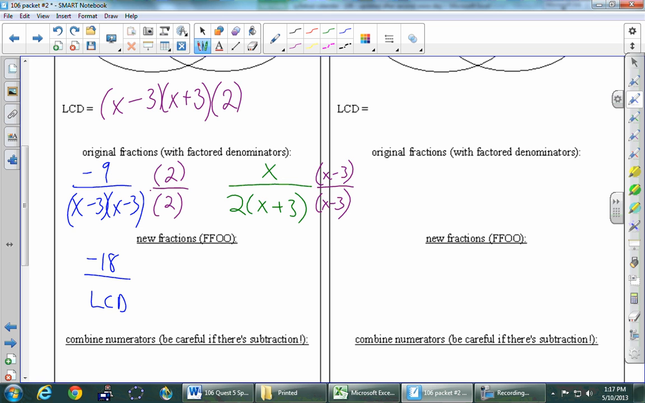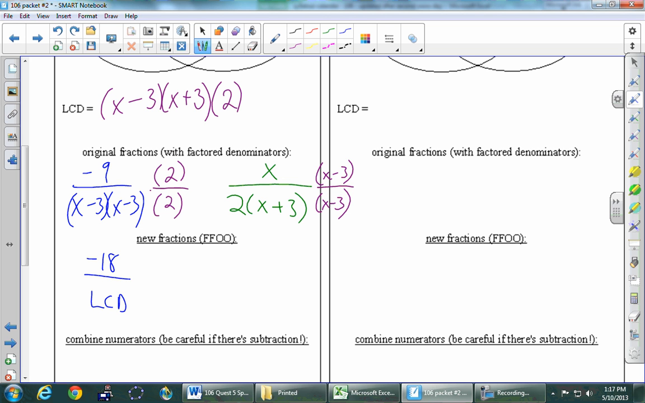I never multiply on the bottom. It's not wrong to distribute on the bottom, but it's never going to cancel or simplify or anything like that. So I always leave it. The other nice thing about having it in factored form is that when you get to your final answer, it'll be easier to see if you can cancel something because it's already factored.